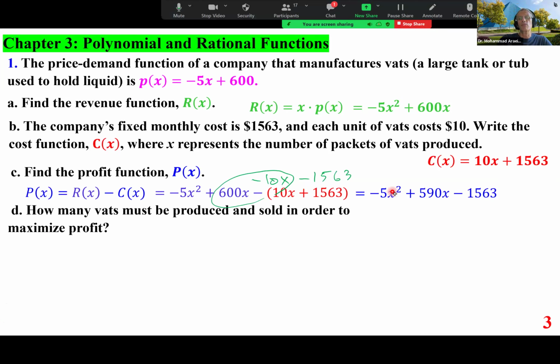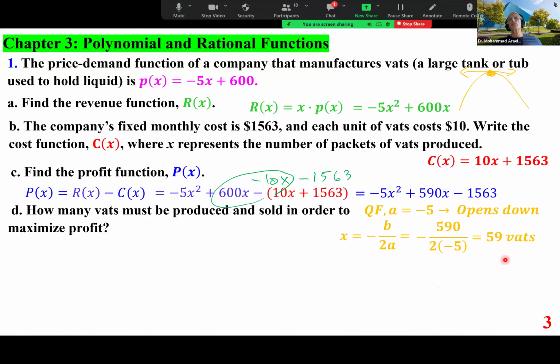Notice the function is a quadratic function with the leading coefficient to be negative. A is negative 5. That means it's a parabola that opens down. That means the graph looks like that. So the maximum occurs at its vertex, x equals minus b over 2a. So A is negative 5, B is 590, C is negative 1,563. So minus 590 divided by 2 times minus 5. This is negative 10, and we end up with 59.